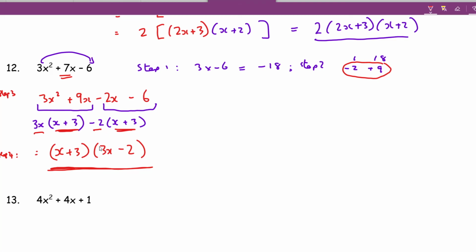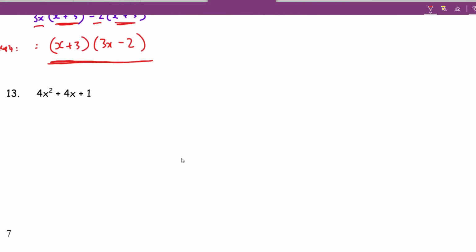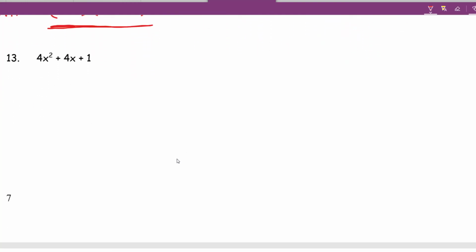You can double check if you get this. You can, in your head, mentally just go x times 3x is 3x squared. x times minus 2 is minus 2x. 3 times 3x is positive 9x. 9x minus the 2x is 7x. And 3 times minus 2 is minus 6. Happy days. Okay, if you want to pause it, I will go at this and then press play. Otherwise, continue watching.